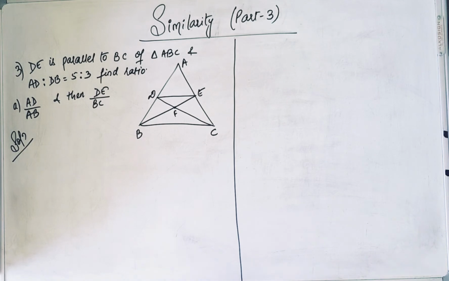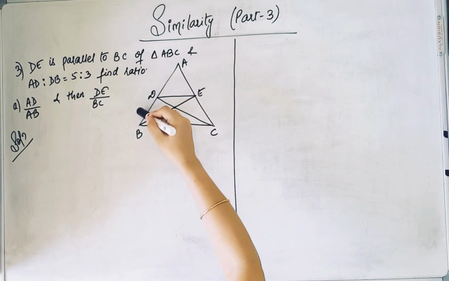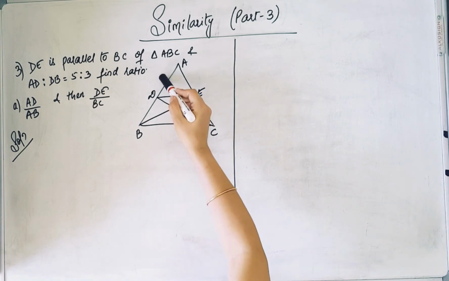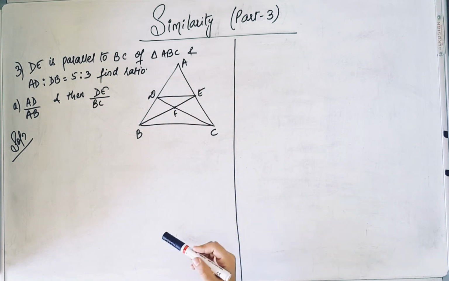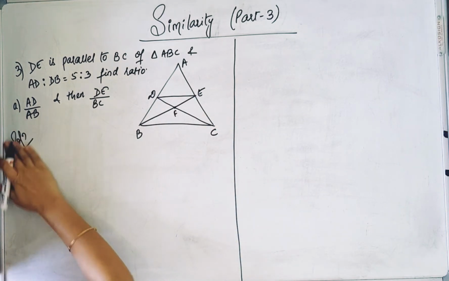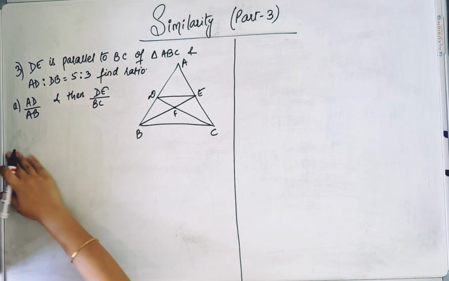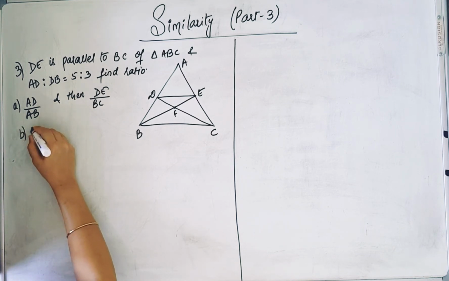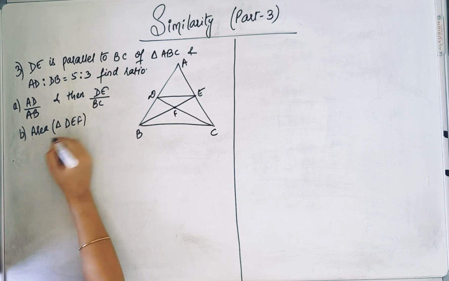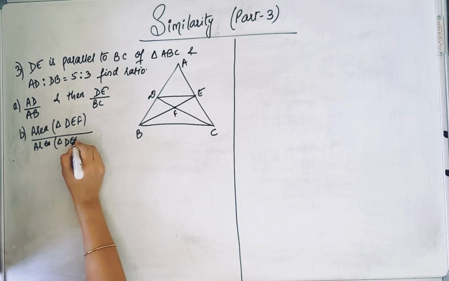The question is, DE is parallel to BC of triangle ABC and AD is to DB is given, that is 5:3. We have to calculate AD upon AB, and then we have to calculate DE by BC. One more thing we have to find, that is area of triangle DEF by area of triangle DEC.